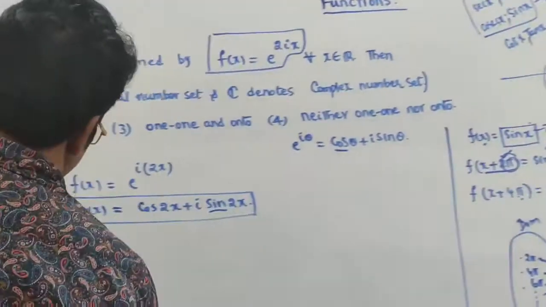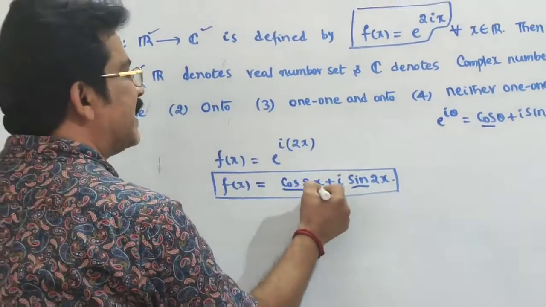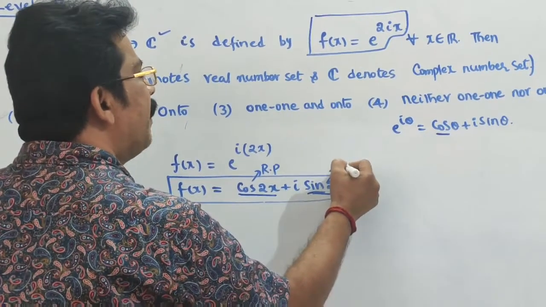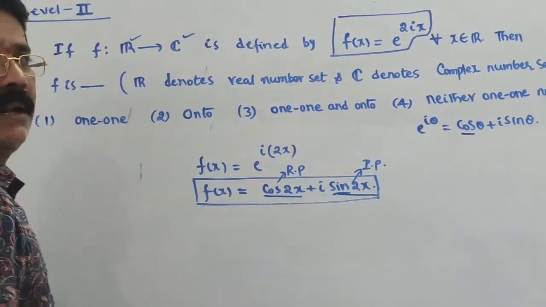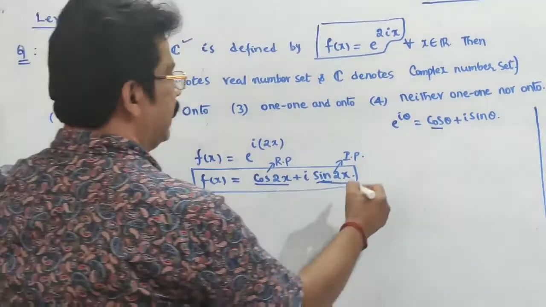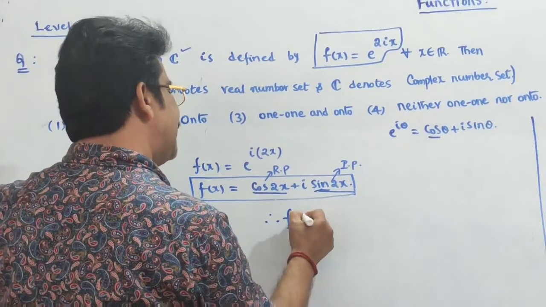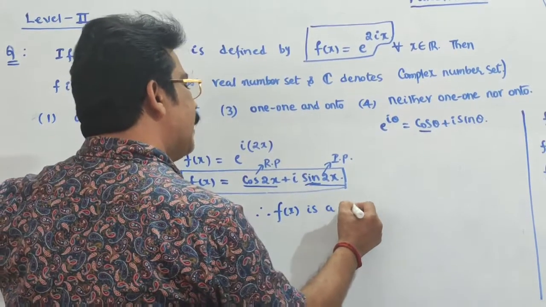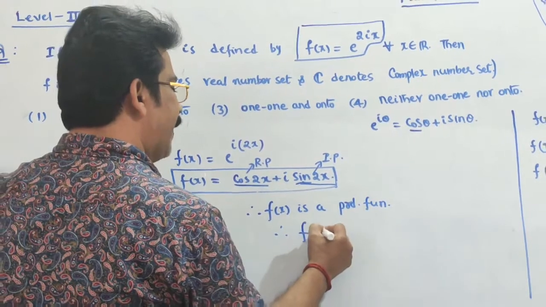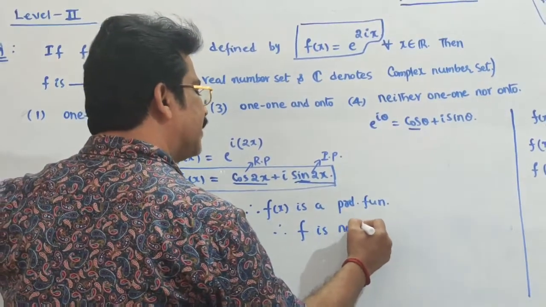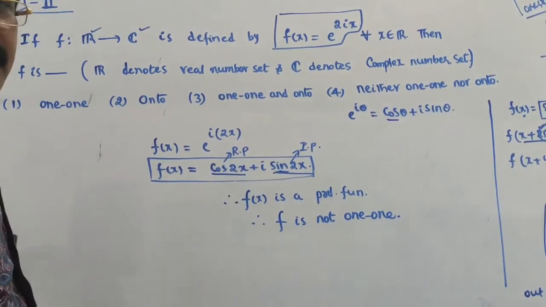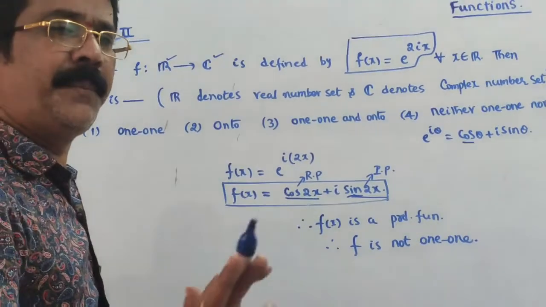Come here. Here f of x is cos 2x, this is the real part, and this will be the imaginary part. Real part, imaginary part. Cos x is a periodic function. Sin x is a periodic function. Therefore, very clearly f of x is a periodic function. Therefore, f of x is not a one-one function. Okay, half of the part is over.